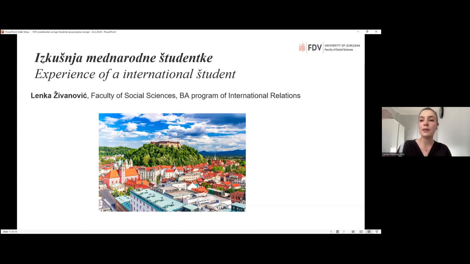Why I chose Ljubljana, maybe that is the best starting point here, is because I think it offers a very valuable experience. It is a very well-organized university that offers not only theoretical knowledge, but also very practical knowledge with many opportunities for work and also in public institutions and other NGOs or other intergovernmental or governmental organizations.